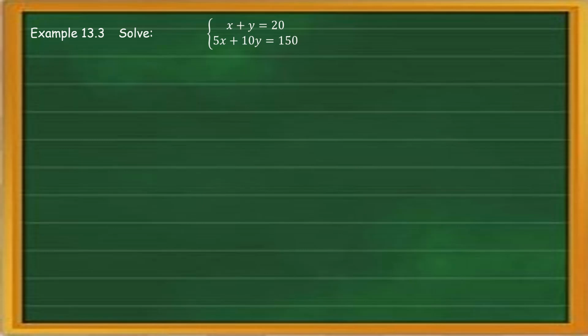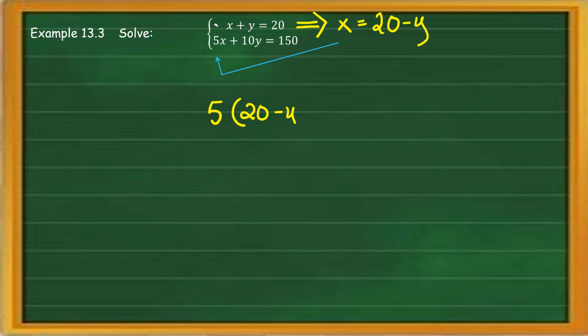Okay, here's one more problem where we want to solve for x and y. Again, neither x nor y has been completely isolated in either equation, but we can go ahead and isolate x or y in that first equation. So if we subtract y on both sides, we'll have x equals 20 minus y. And now we can take that value and plug it in to the second equation for x. 5 times 20 minus y plus 10y is equal to 150.